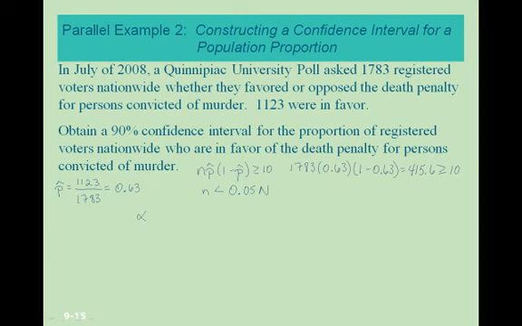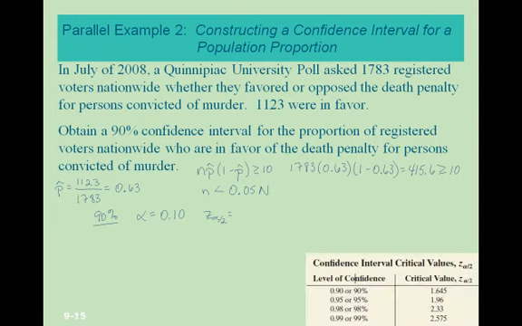So we have an alpha value of 0.10 since we're doing a 90% confidence interval. So we want to find our z value, z sub alpha over 2. So we look at our table, and this is given on table 5, and we see that for a 90% level of confidence we have a critical value, or z sub alpha over 2, equal to 1.645.